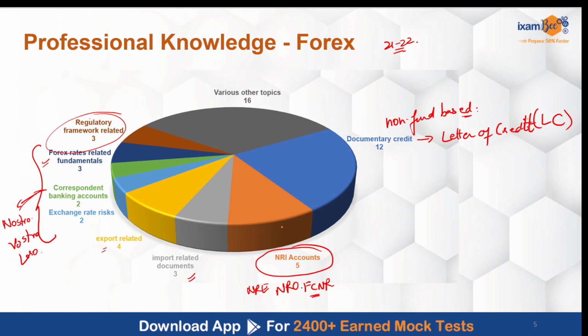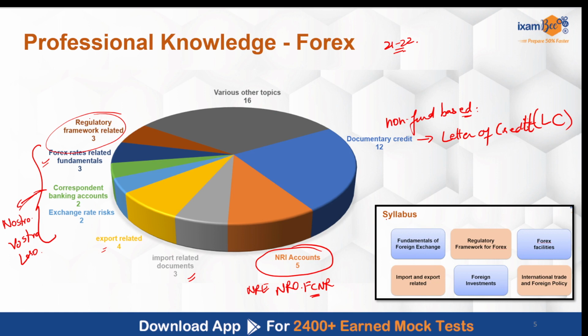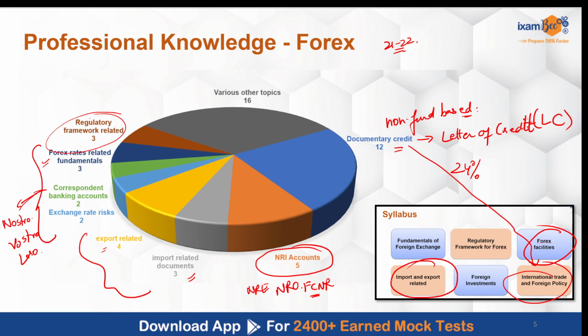So if I try to summarize these in the syllabus as explained by iExamB, in these 6 categories, the documentary credit forms a part of the international trade. So a very good weightage, almost 24% weightage from this particular topic. Your NRI accounts is a part of your Forex facilities. Your import and export related is a part of your import and export related documentation, which is almost 14 to 15% weightage it had. Then your Forex basics, fundamentals, all these 3 topics, around 7 questions, again 14 to 15% was from fundamentals of foreign exchange.